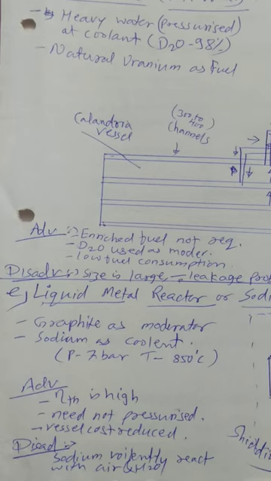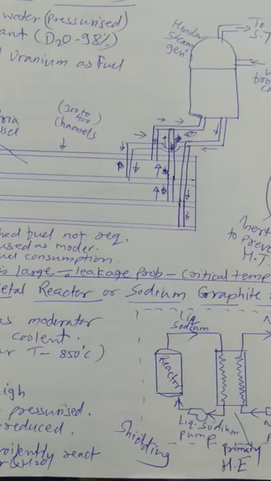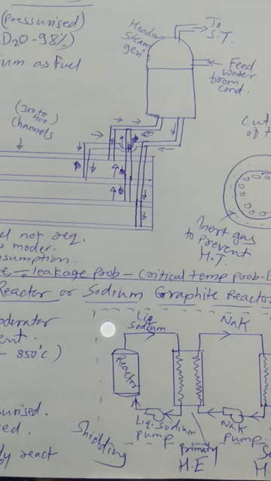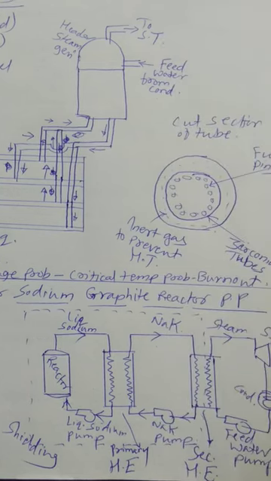And as far as the disadvantages are concerned, the size of this CANDU power plant is very large. There is a problem of leakage, and also if the temperature keeps rising beyond a critical temperature, a problem occurs. That is called burnout.